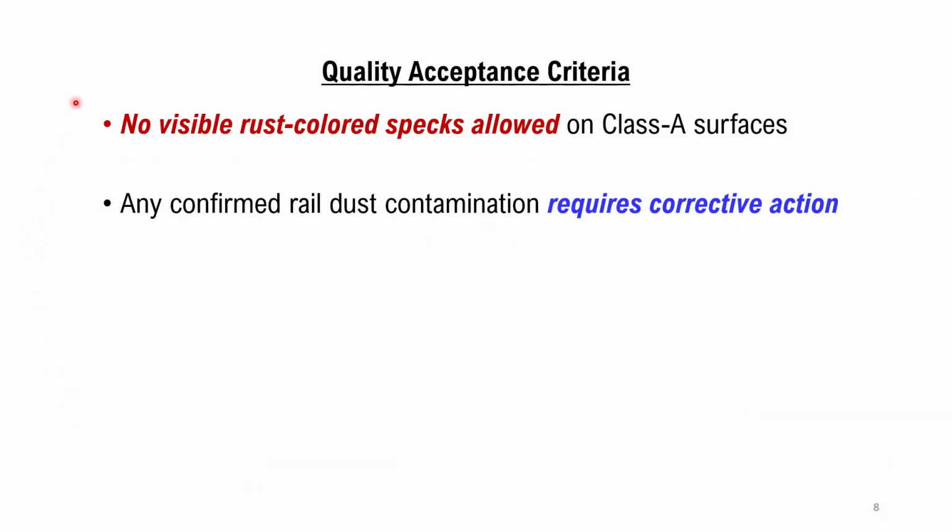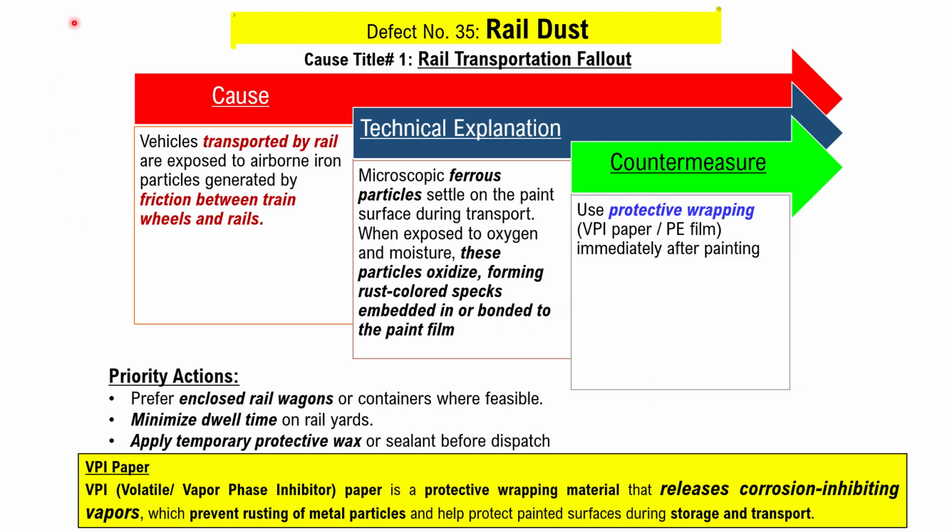Regarding quality and acceptance criteria related to rail dust, no visible rust color specks are allowed on Class A surfaces. Any confirmed rail dust contamination requires corrective action. Coming to the causes and countermeasures.